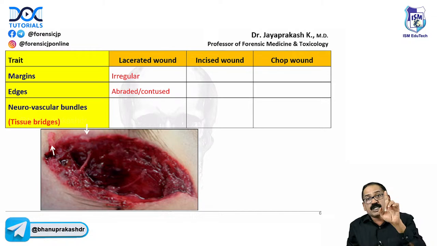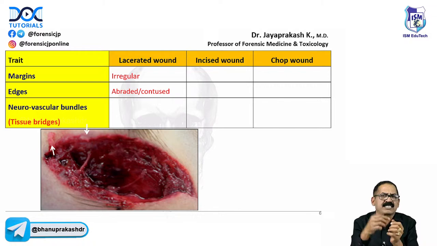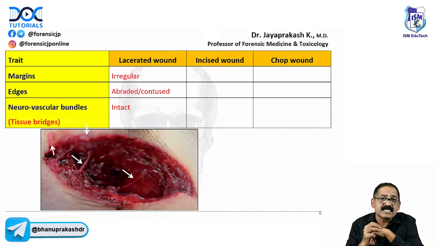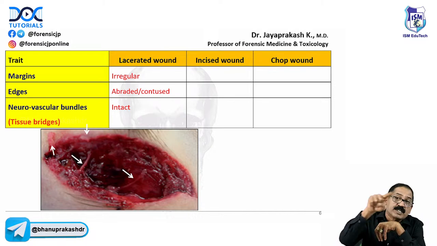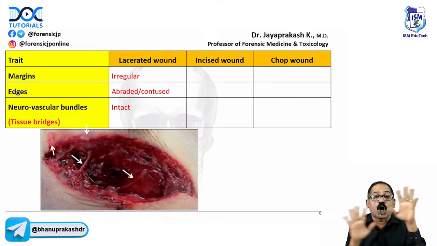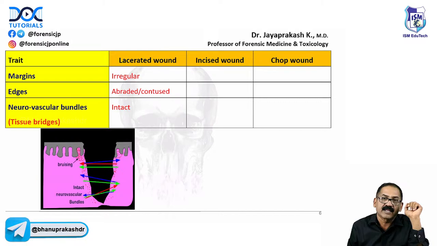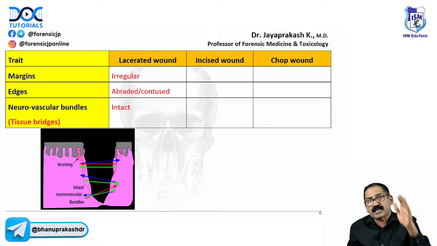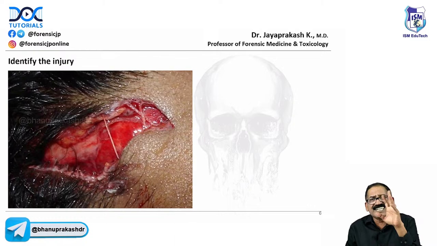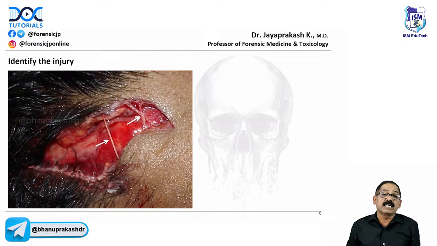So here, the neurovascular bundle, the nerves and vessels, including lymphatics, if at all, usually does not get transected unless underlying bone is there. It may get transected because of the crushing. Otherwise, usually it does not get transected. These things are known as tissue bridges, and these tissue bridges are intact. Remember, whenever you see tissue bridges running across the wound, immediately you can say that it is a lacerated wound. It is not incised or chop wound. This is the diagrammatic representation showing the tissue bridges. Even wound edges, margins are irregular. Now coming to the image, identify. It is not a big deal. As soon as you see tissue bridges, immediately you can say that it is lacerated.